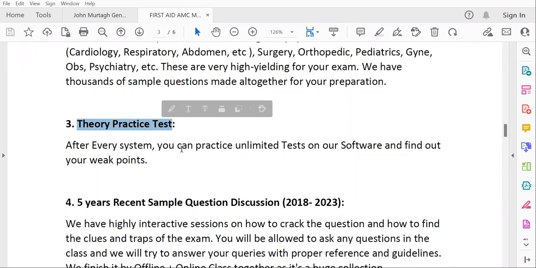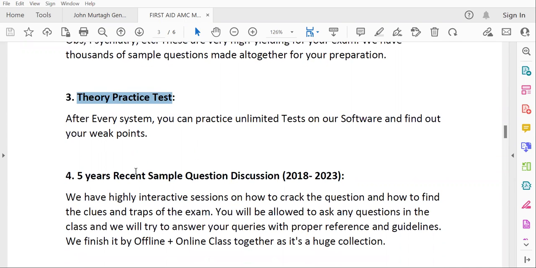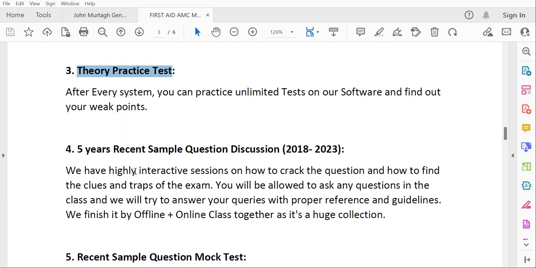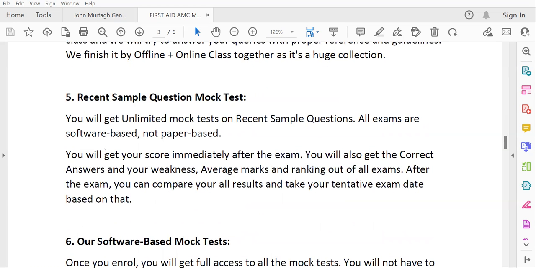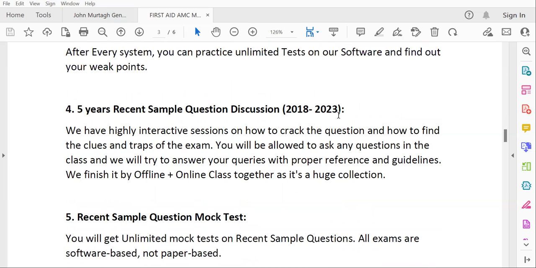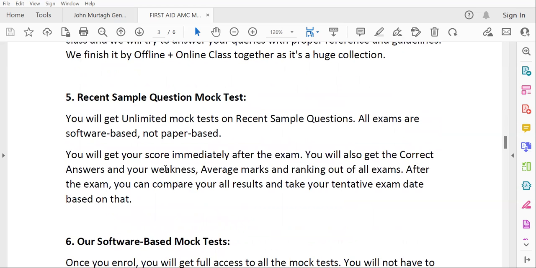Theory practice test. Once you finish a system, like cardiology, you can practice some mock tests on the software and find out what you have done wrong. There are explanations on the theory tests as well. In the portal, you will get 5-year recent sample question discussion as we discussed. I always say finish from 2023 and then go backward if you have some time. If you can at least finish 2023, that's more than enough to pass the exam.